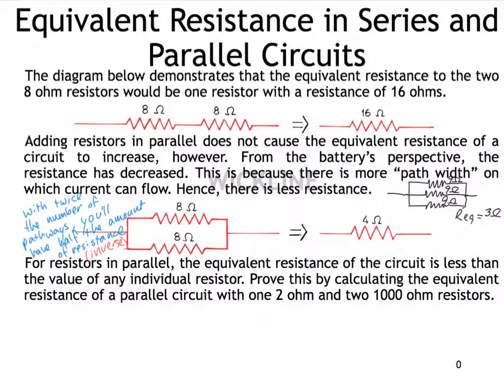If they have different values, you would have to use the equation from the previous page that said 1 over REQ is equal to 1 over R1 plus 1 over R2 plus 1 over R3. Alright, so let's try this one.